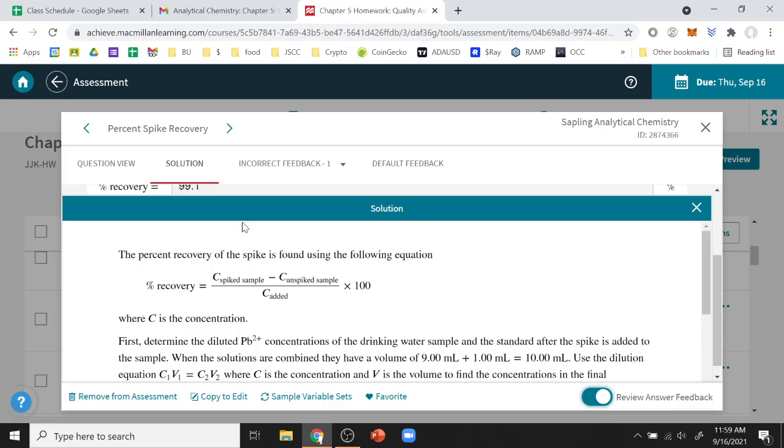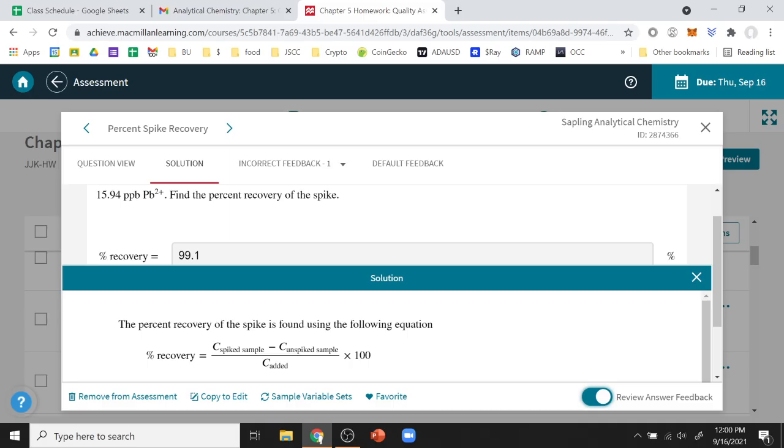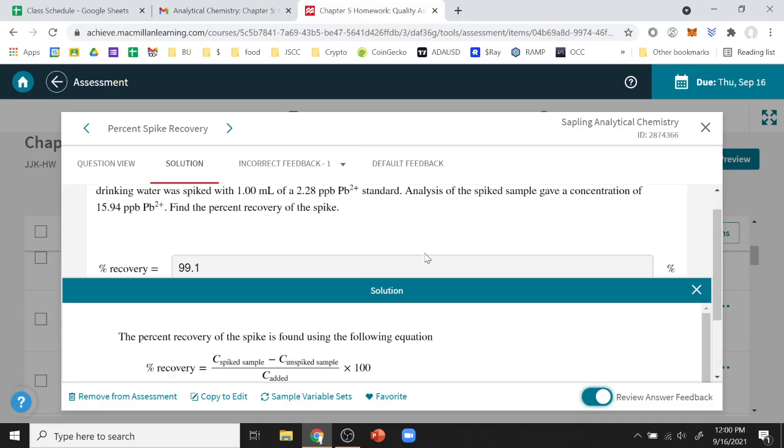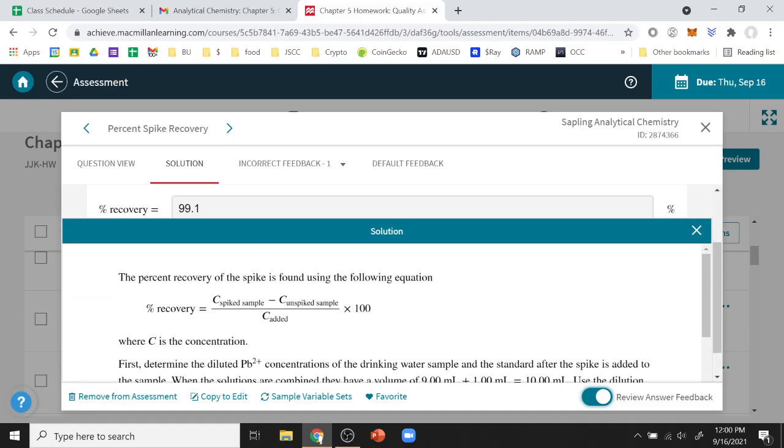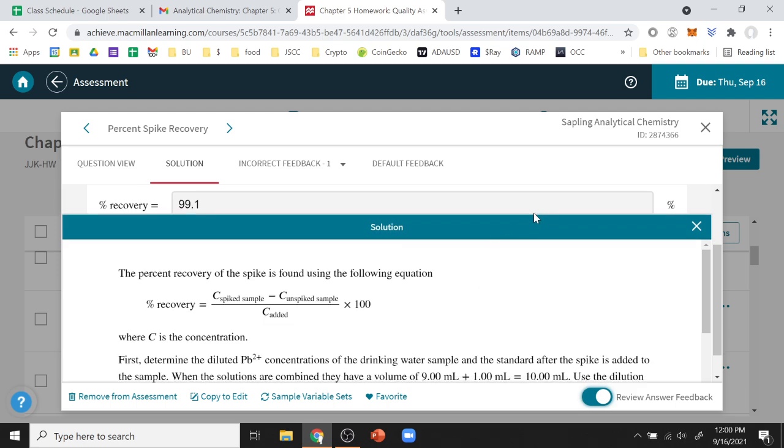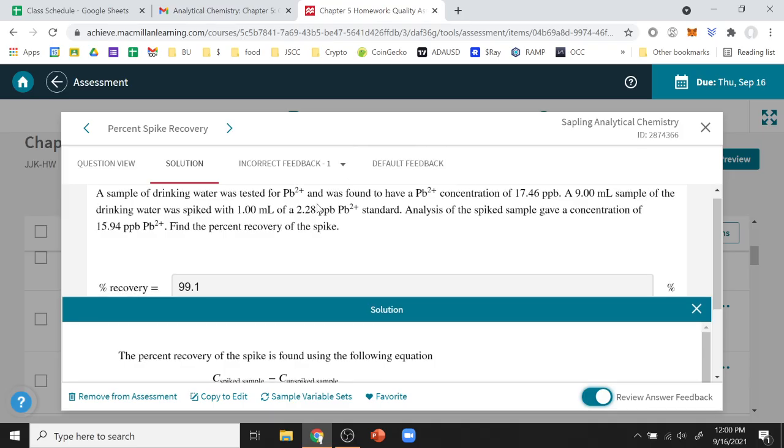Percent recovery, that's what you're looking for. Remember, it will be a percentage, so it has a times 100 here. That's going to be the concentration of your spiked sample, the one that the spike was added to, minus the concentration of the unspiked sample, so that would have been the drinking water at the beginning. And then that'll be divided by the concentration of what you added, which again you have right there.